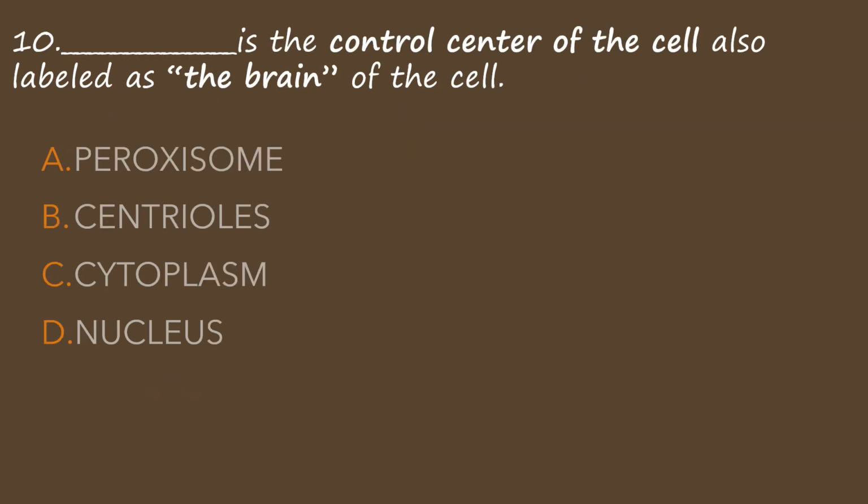Number 10. Blank is the control center of the cell, also labeled as the brain of the cell. A. Peroxisome. B. Centrioles. C. Cytoplasm. And letter D. Nucleus.